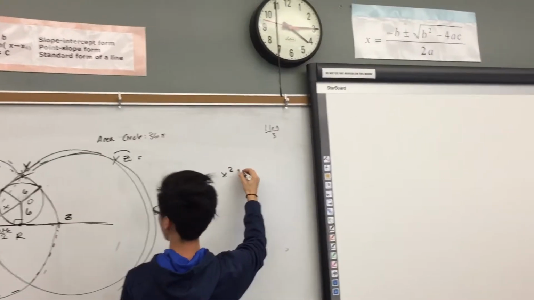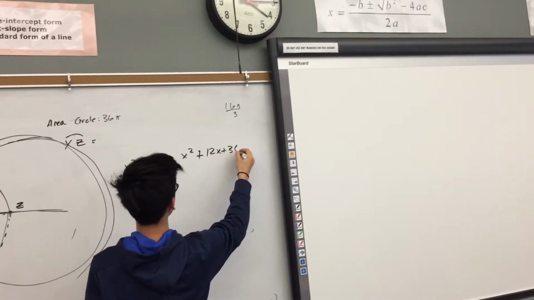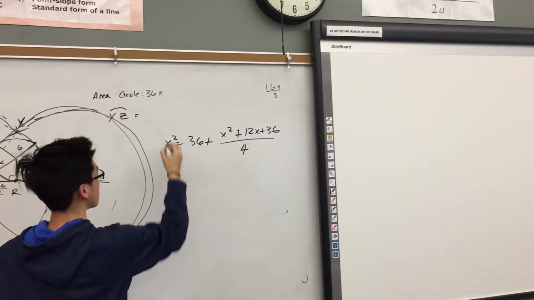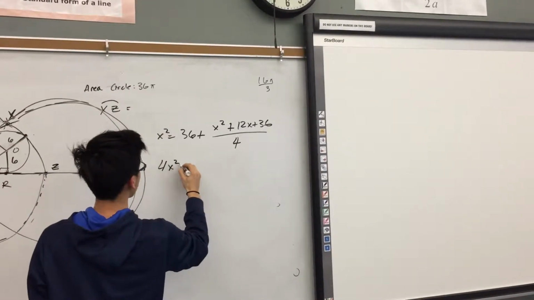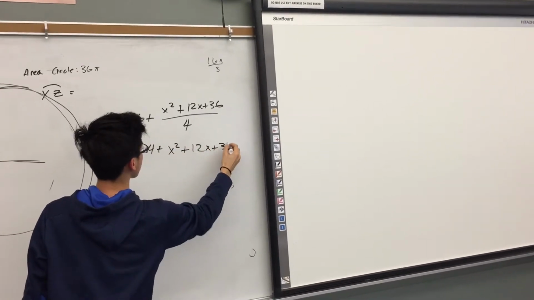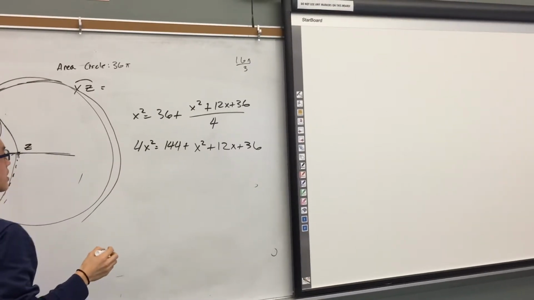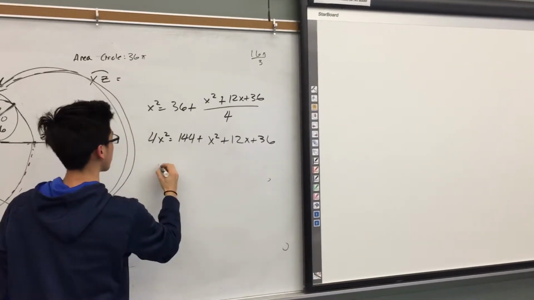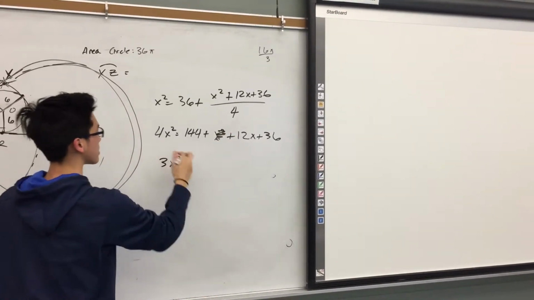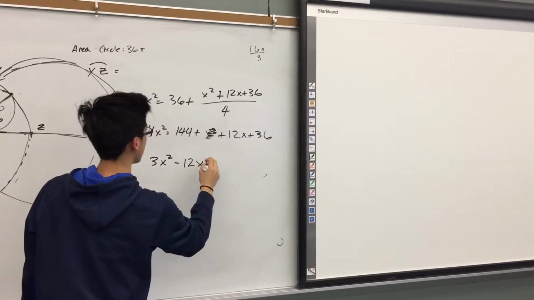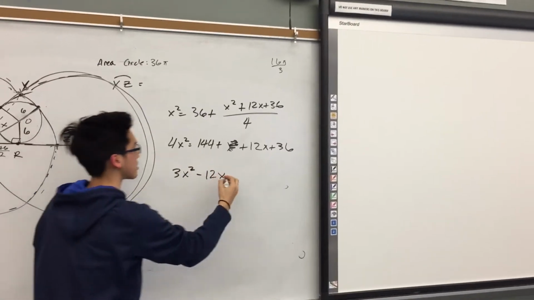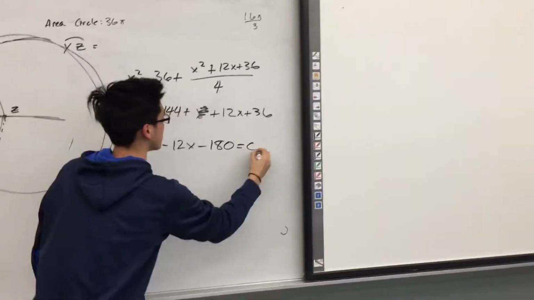So using the Pythagorean theorem, we have x squared is equal to 36 plus (x plus 6) squared over 4, which is equal to x squared plus 12x plus 36 over 4. Multiplying both sides by 4, we have 4x squared is equal to 144 plus x squared plus 12x plus 36. Okay, and then using algebraic manipulation, we carry the x squared over here to get 3x squared, and then we subtract the 12x on both sides to get 3x squared minus 12x, and then 144 plus 36 is equal to 180, and subtracting both sides we get minus 180, and that all equals 0.